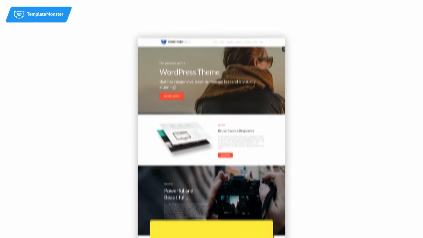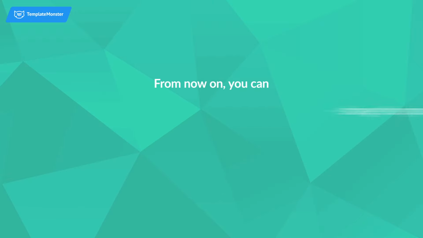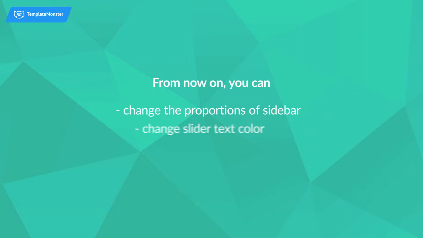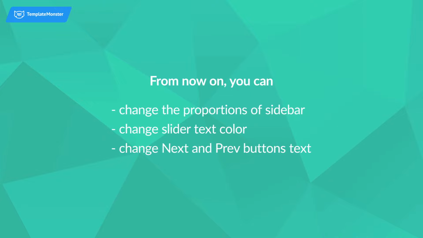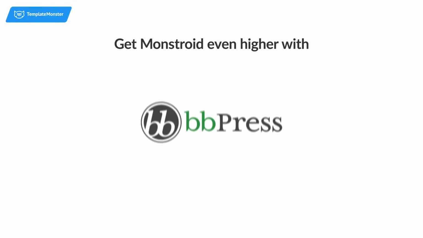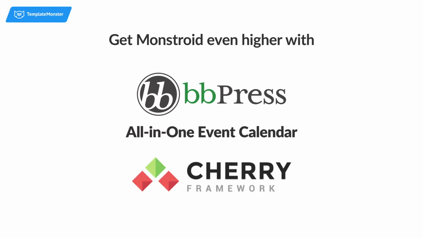Also, you get 3 new pages with parallax and other great features. From now on, you can change the proportions of the sidebar, change the slider text color, change the next and previous buttons text, and much more. Get Monstroid even higher with bbPress and All-in-One Event Calendar plugin support and new Cherry plugins.